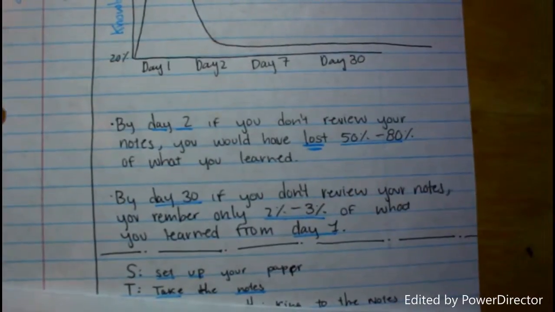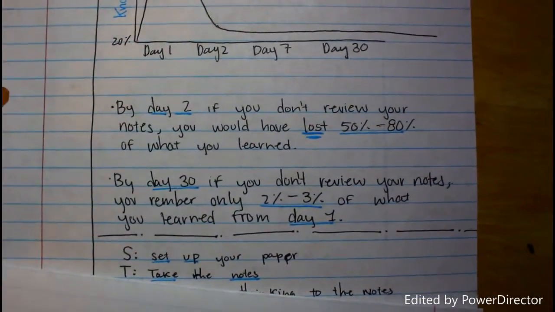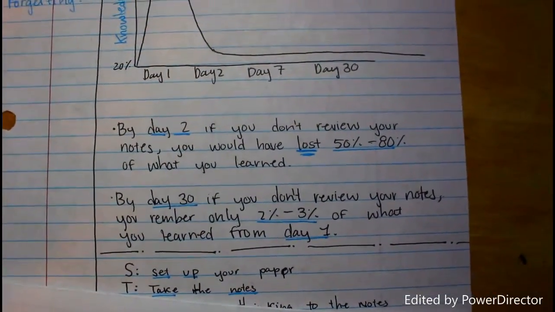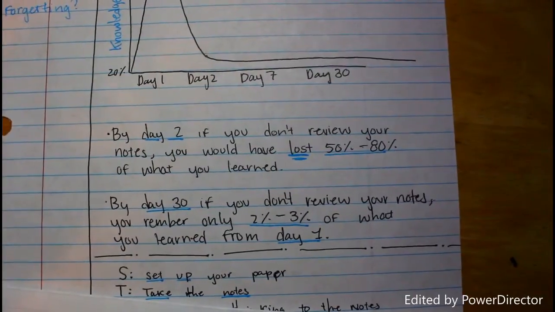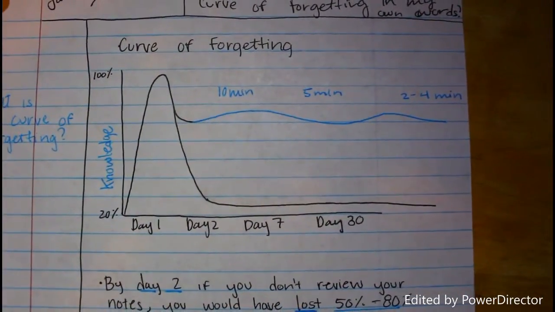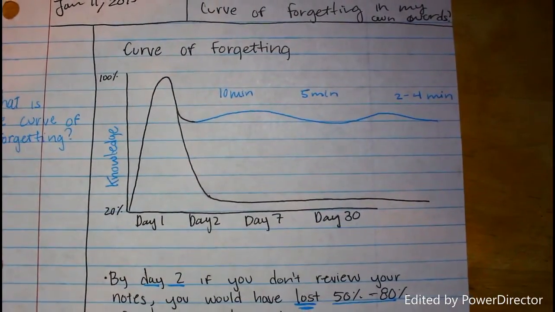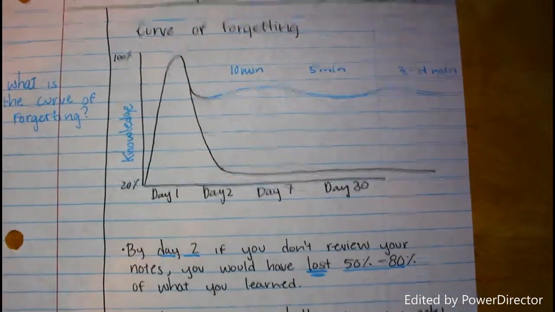By day 2, if you don't review your notes, you will have lost 50 to 80% of what you learned. By day 3, if you don't review your notes, you remember only 2% or 3% of what you learned from day 1. So I'm just suggesting to study over your notes so you can get a better grade.